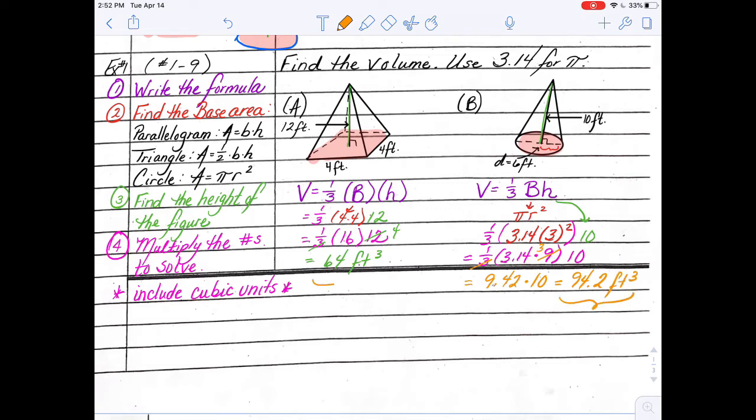So very similar to our volume with our prisms and our cylinders. But since it's not nice and open and it all comes to that apex, it's 1/3.